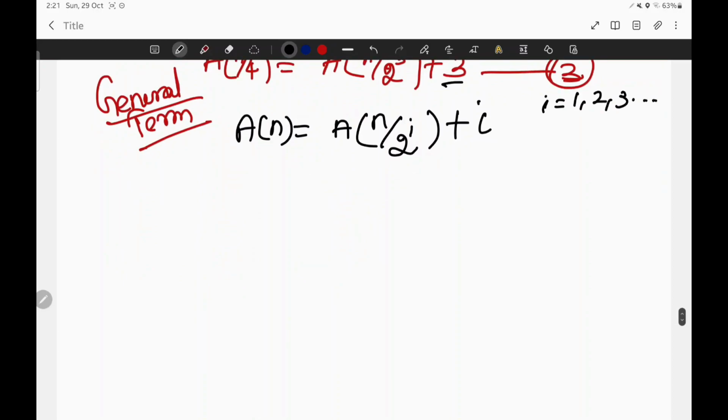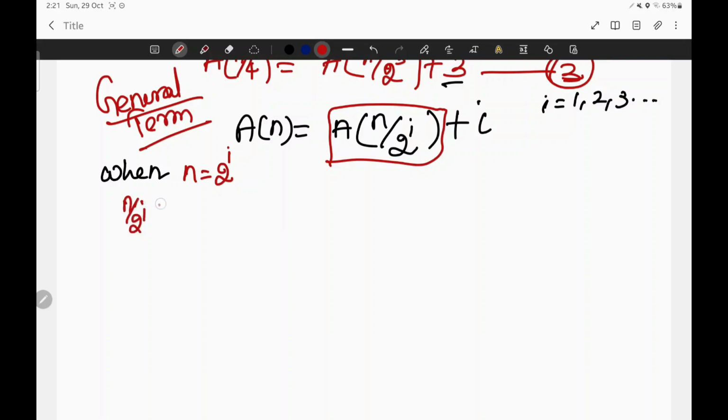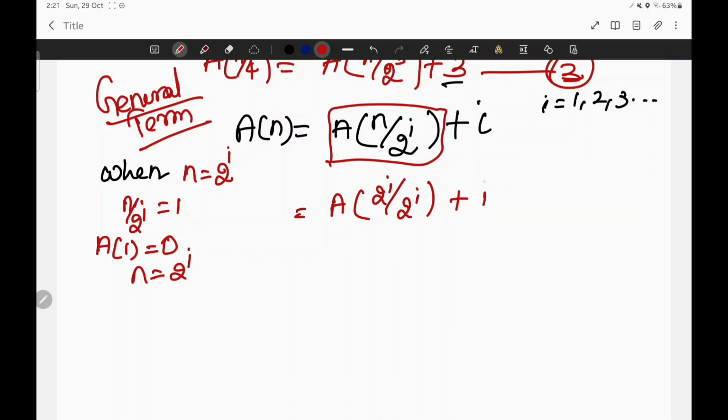So now we need to solve this recurrence relation. How can we write it using the initial condition? What is the initial condition? A of 1 is equal to 0. Therefore n by 2 to the power of i is equal to 1, so n is equal to 2 to the power of i. Wherever n appears, we can substitute it as 2 to the power of i. So A of 2 to the power of i by 2 to the power of i plus i. So now A of 1 plus i. What is the initial condition? 0.